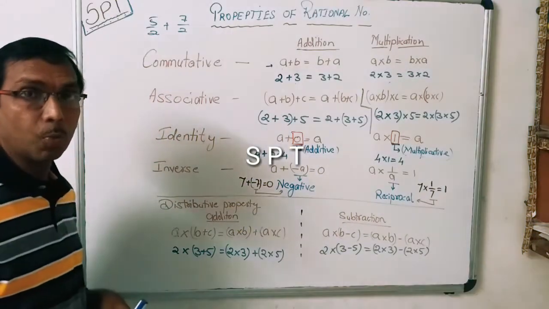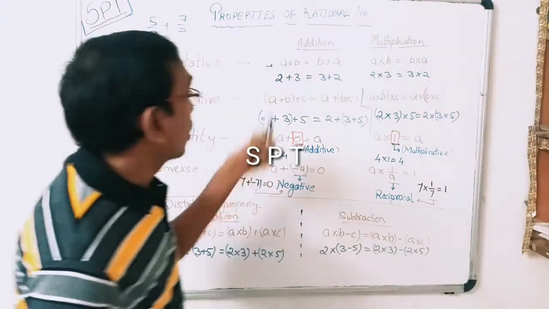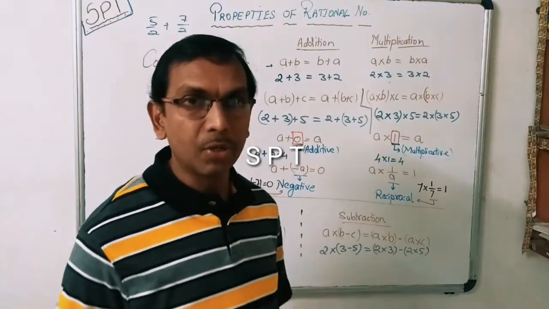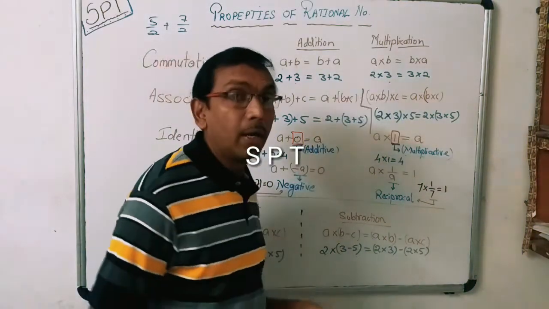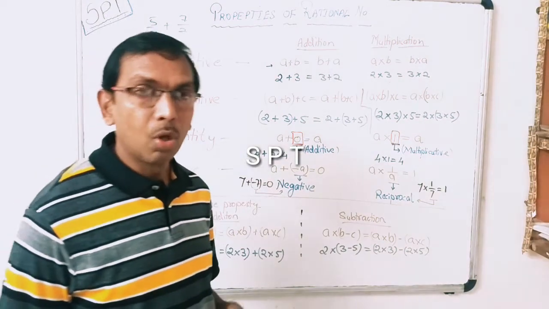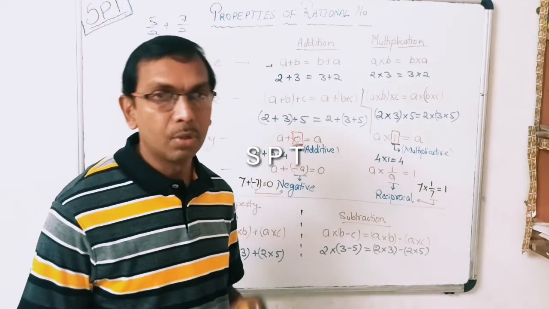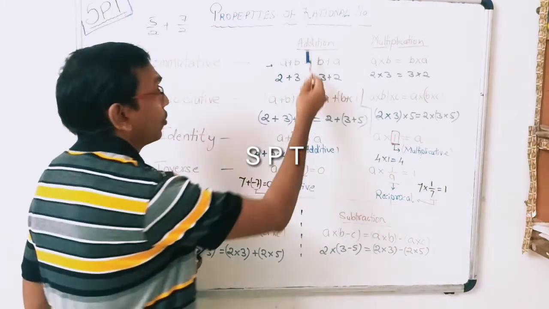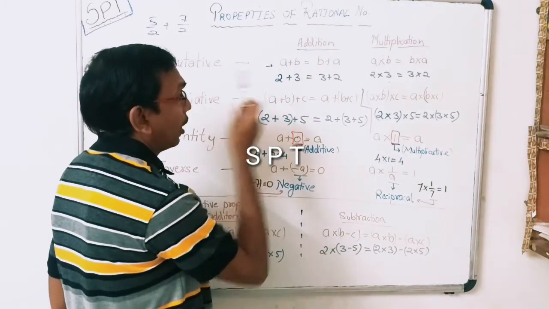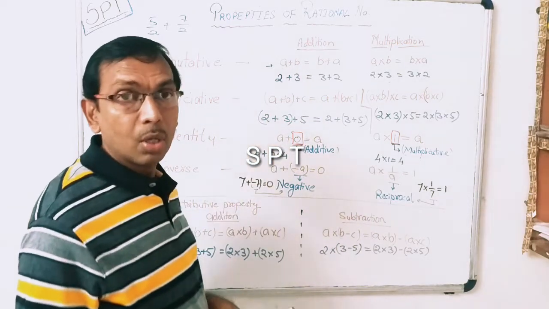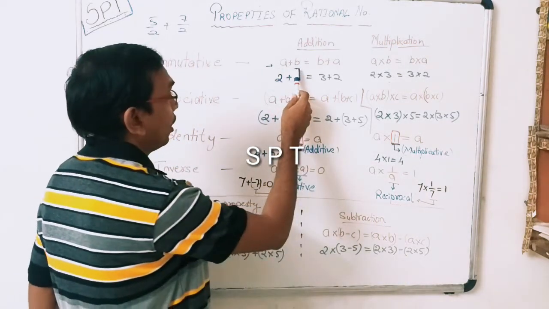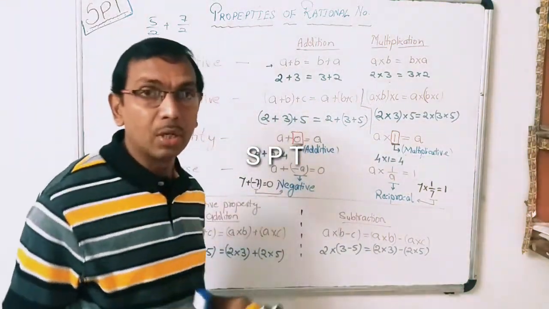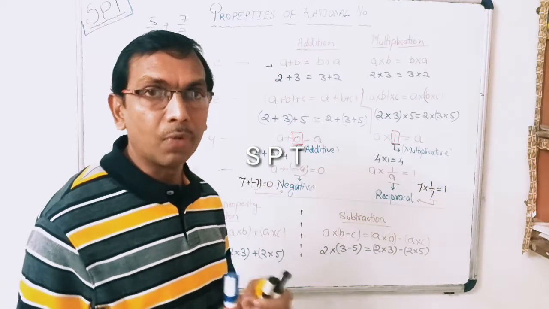So first is the commutative property. Commutative property stands true for all the rational numbers for addition and multiplication. I have shown only those, because for subtraction and division it is not true. So let us see. For addition, if I take a and b as two rational numbers, then a plus b will be equal to b plus a. Means the order of addition does not change our result.